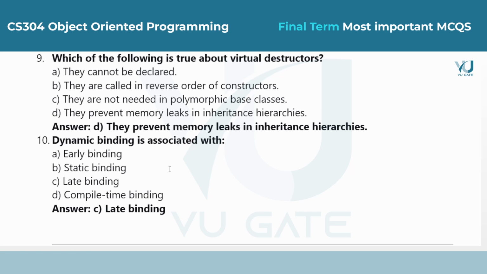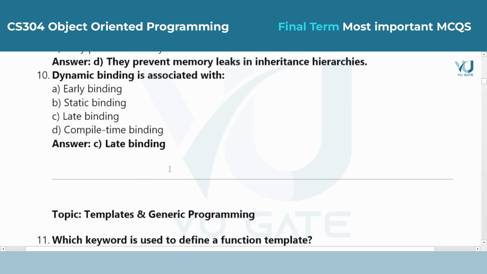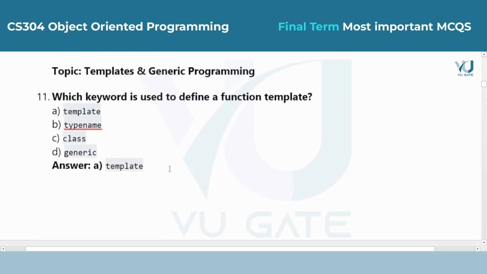Q10. Dynamic binding is associated with. Answer. C. Late binding. Explanation. Late binding means the link between the function call and the actual code is made during the program's execution, runtime, rather than during compilation. Topic 3.